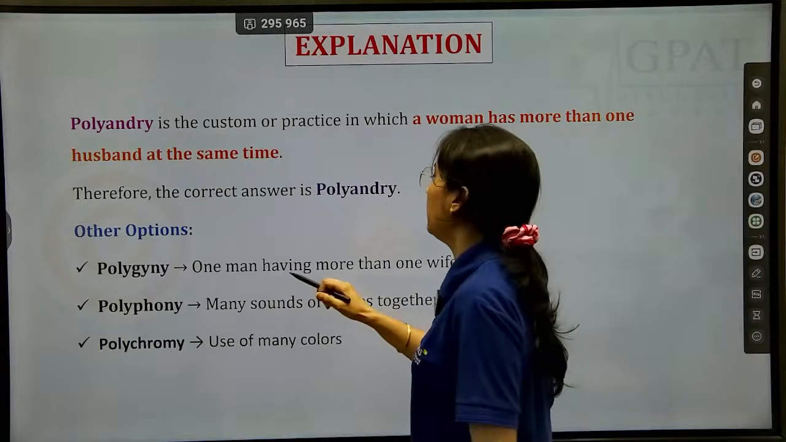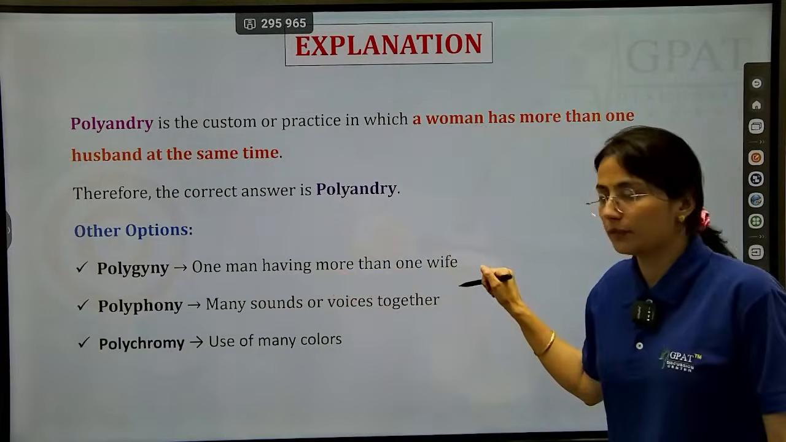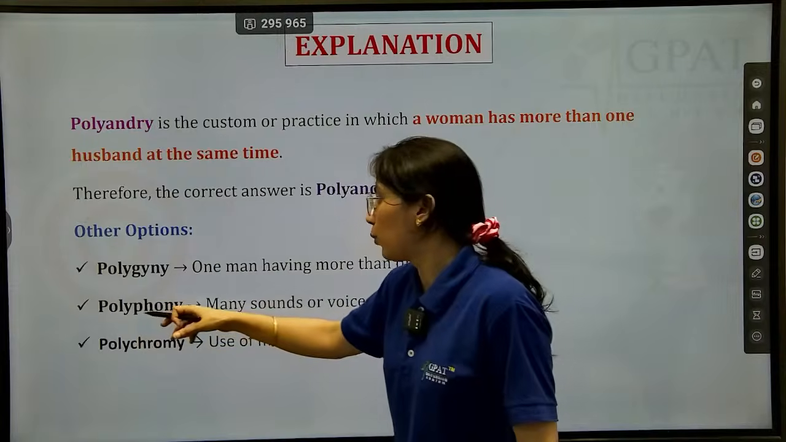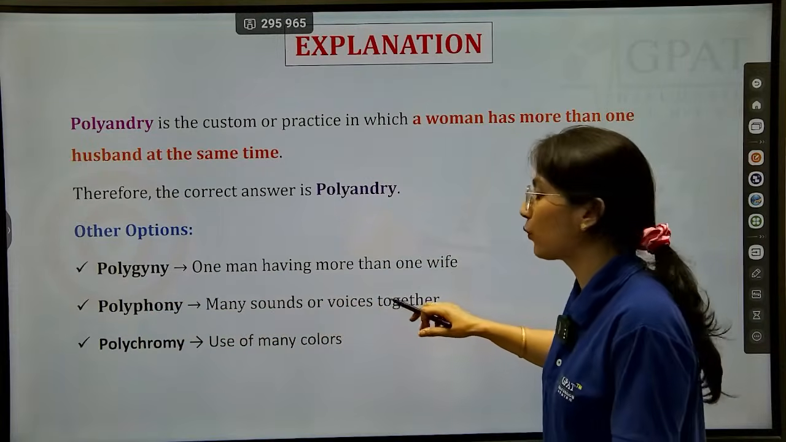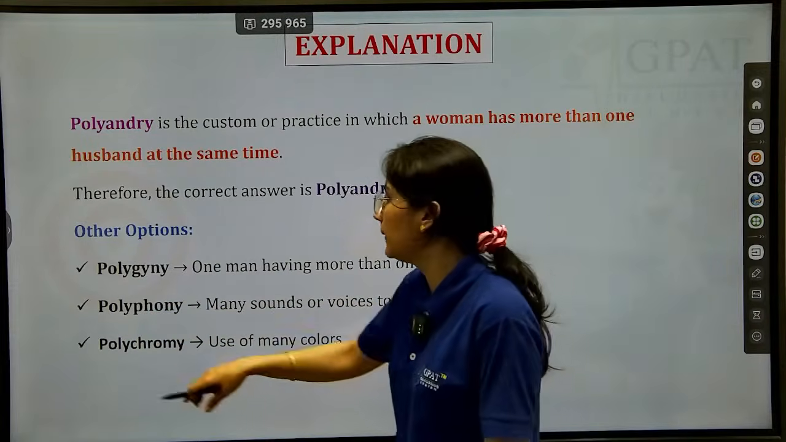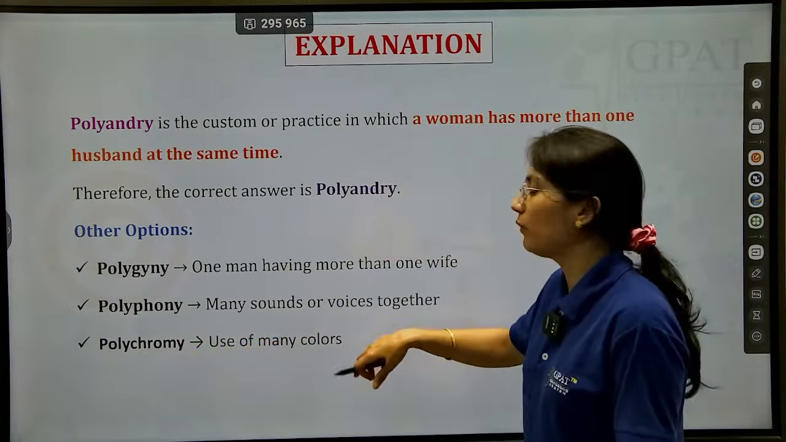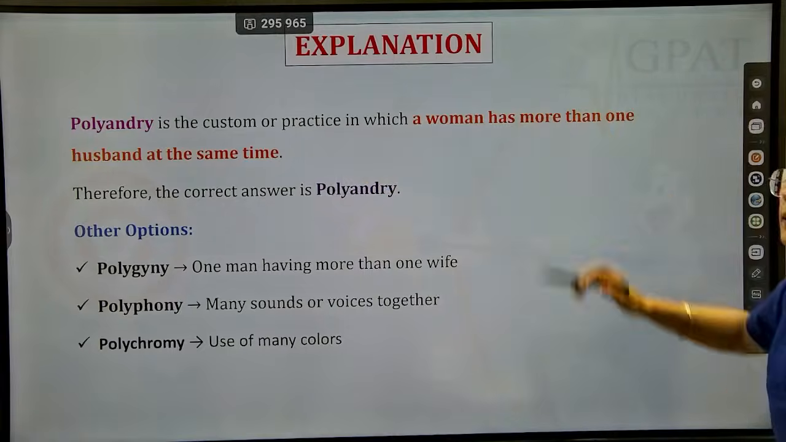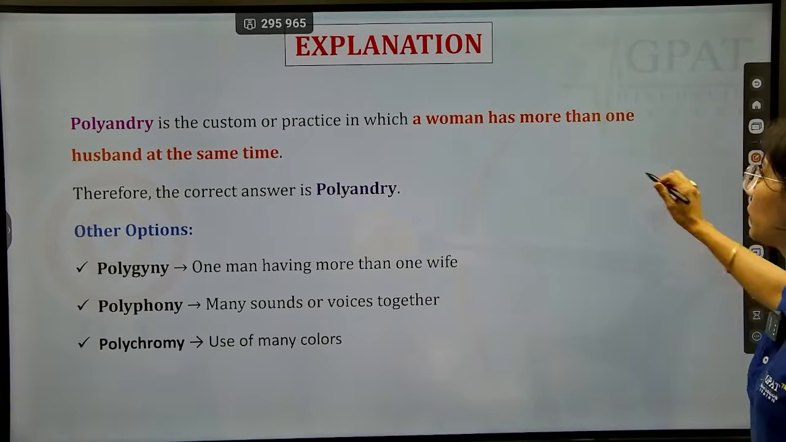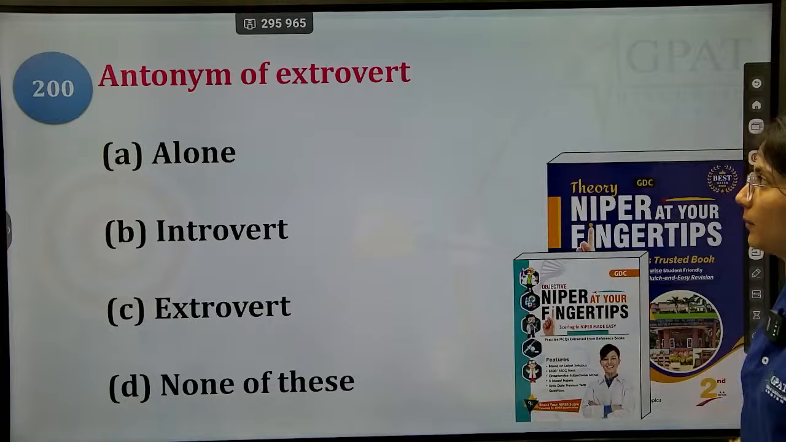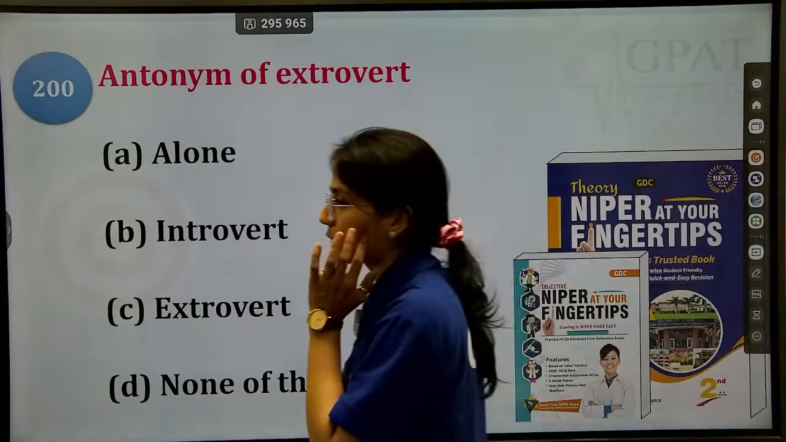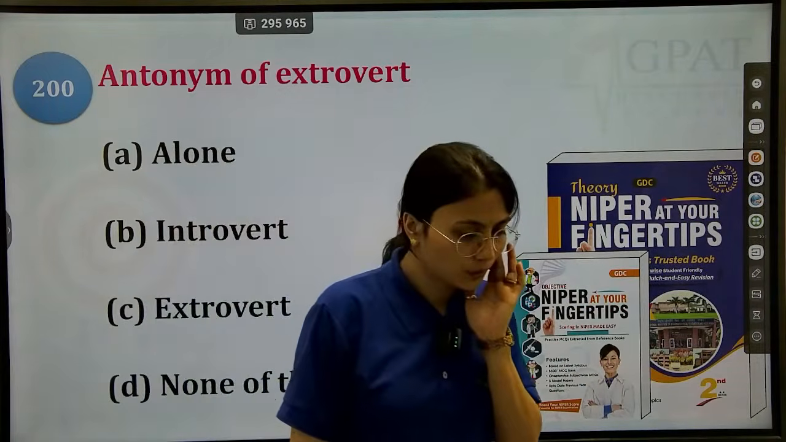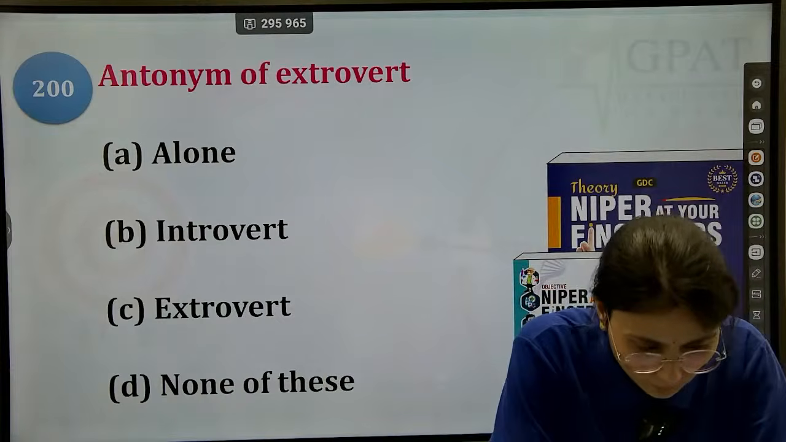Polygyny, one man having more than one wife is said to be polygyny. Polyphony, many sounds or voices together is said to be polyphony. Polychromy, use of many colors. So the correct answer is polyandry, the custom or practice in which a woman has more than one husband at the same time. So now antonym of extrovert. Yes, option C is correct.